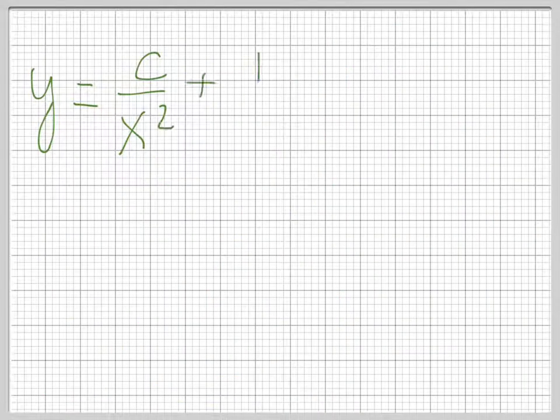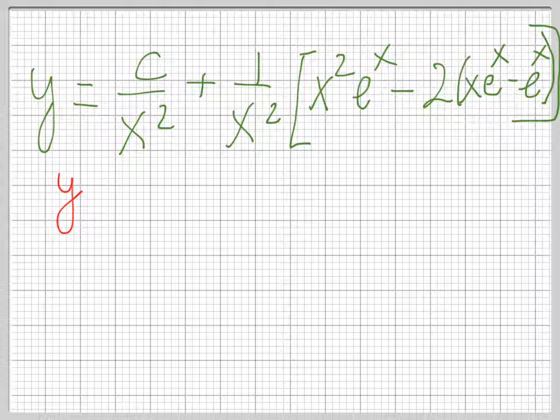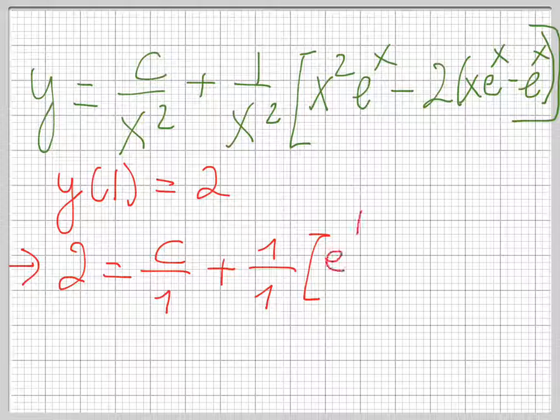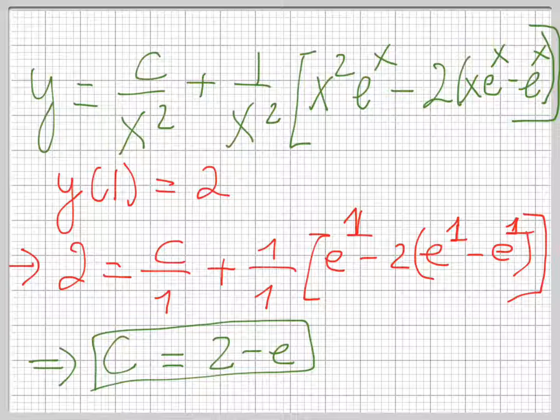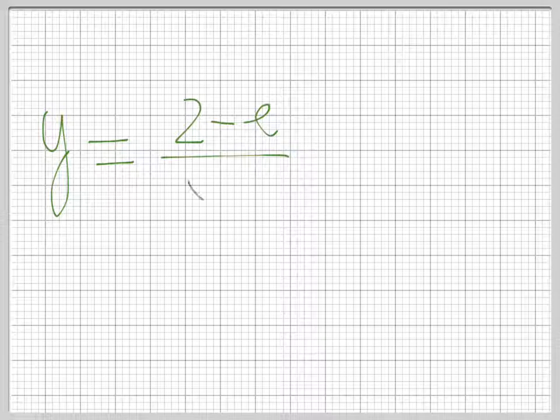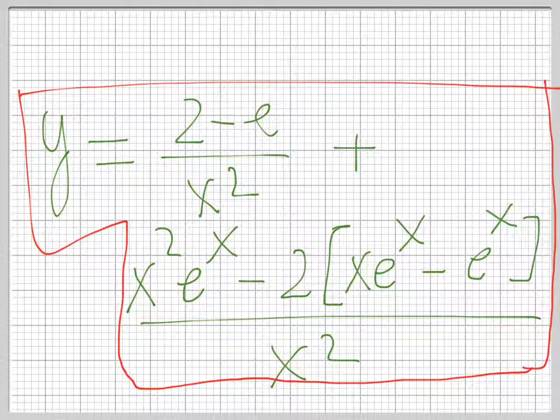Put everything together, and you should have y equals c over x squared plus 1 over x squared times e to the x squared minus 2 times x e to the x minus e to the x. And putting in the initial values, you can solve for c equals e to the 2 minus e. So you plug 1 into all the x's and 2 into y, and you can solve for c here. Then we can achieve our final solution, the unique solution for the differential equation given that initial point.